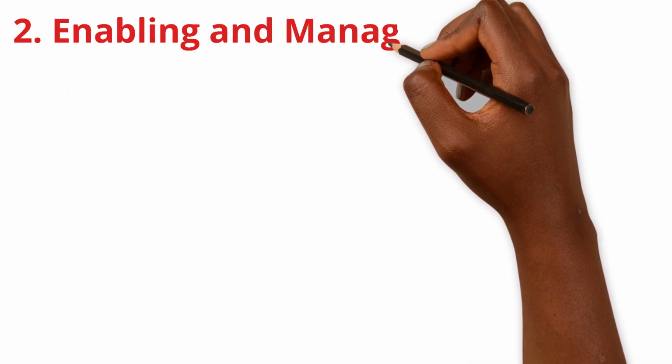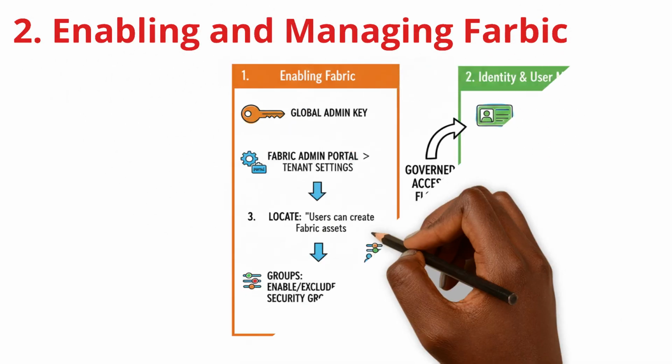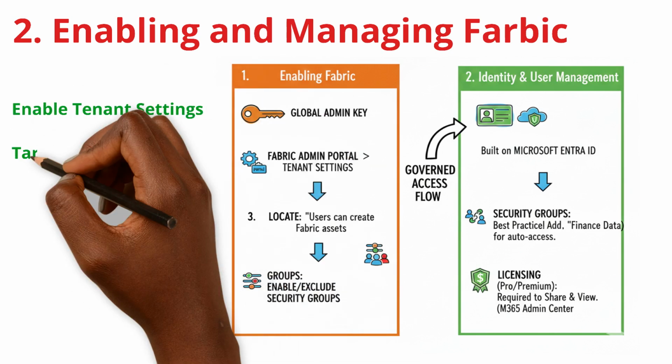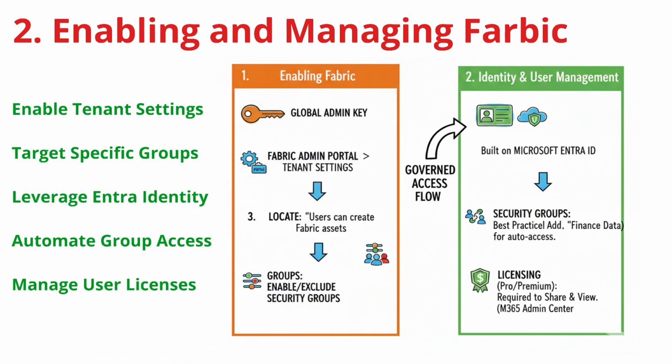To unlock the full potential of Microsoft Fabric, you first have to open the doors. It all starts with the global admin key. High-level administrators must enter the Fabric admin portal to flip the switch within the tenant settings. This isn't just an on or off button. You have granular control. You can choose to empower specific teams, like your data scientists, while keeping the environment governed as you roll it out.